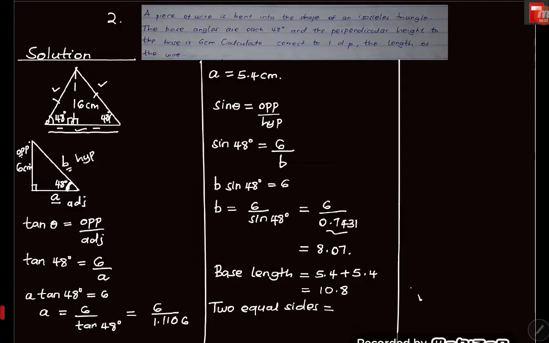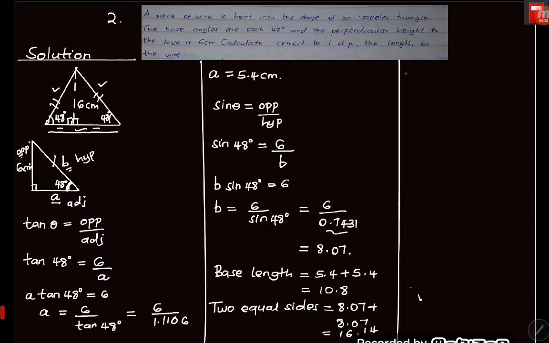which are equal to the value of B. So we will have B plus another B. Now the value of B is 8.07 plus another 8.07, so that you get 16.14.